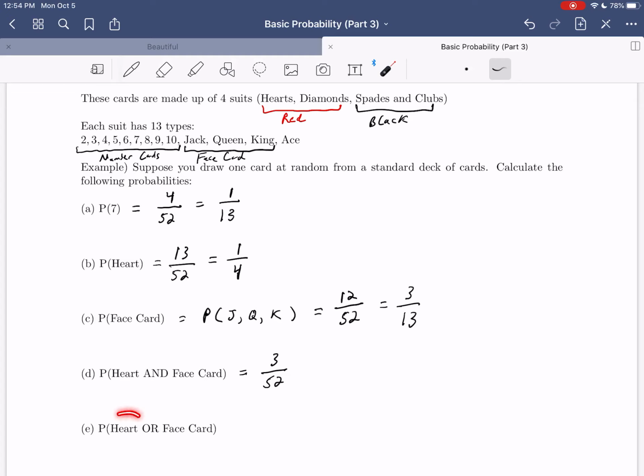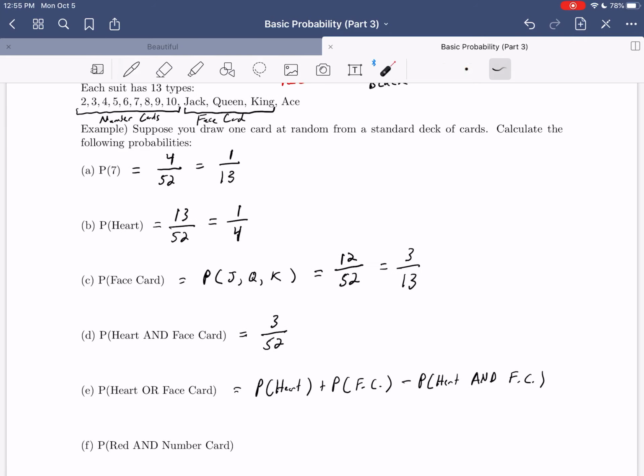All right, probability of heart or face card. Well, notice that this is an or. We just found out that there's overlap between hearts and face cards, so we want to use that addition rule. So we do this as the probability of a heart plus the probability of a face card minus the probability of a heart and face card. So notice we can just use all the probabilities. We'll always use the out of 52 so they have the common denominator.